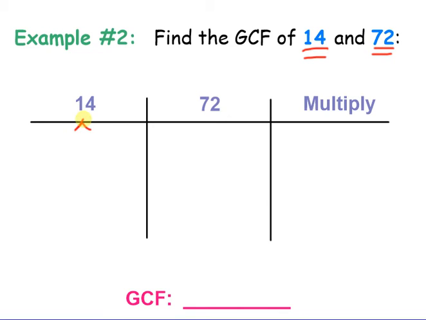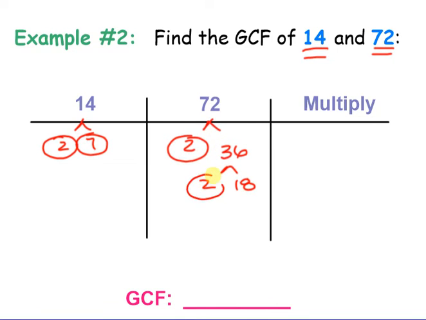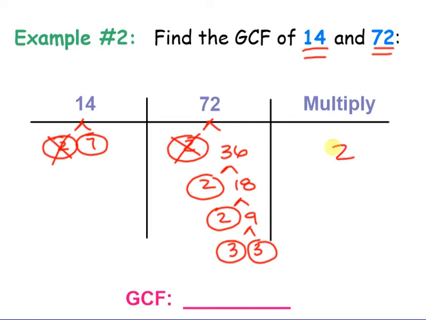So let's make our factor tree of 14. So I have 2 and 7. All right, let's do our factor tree of 72. I have 2 and 36. I have 2 and 18. I have 2 and 9. And then I have 3 and 3. And so it looks like the only number that I have in common is a 2. And so I'm going to cross out 1 here, and bring it over here. And because I don't have any other numbers in common, the GCF is 2.